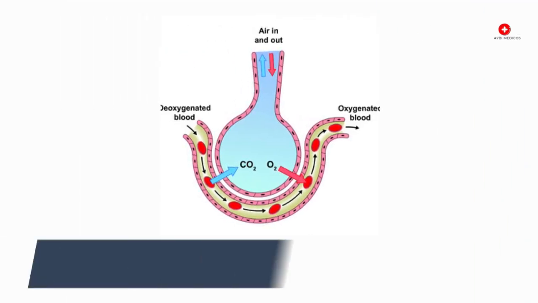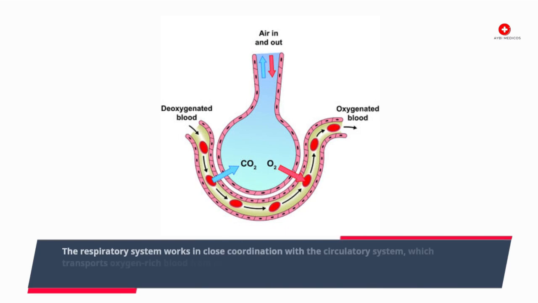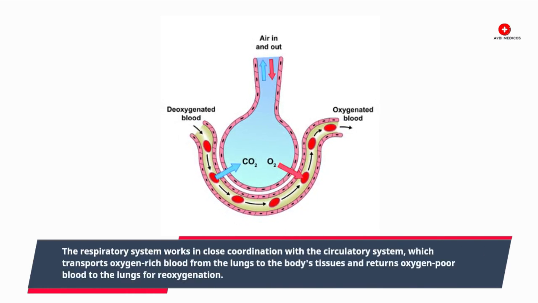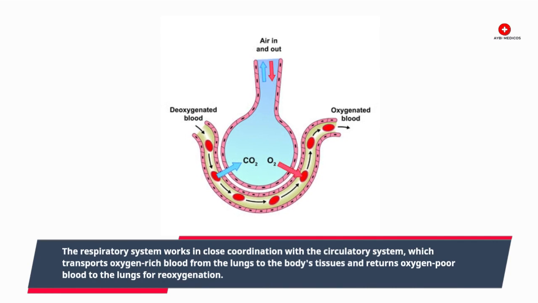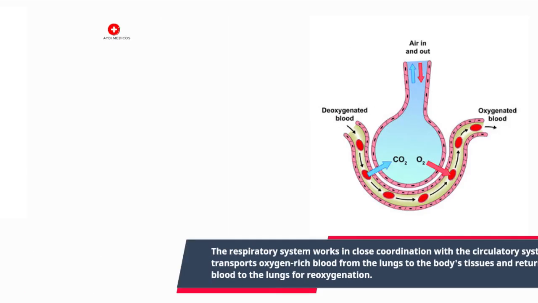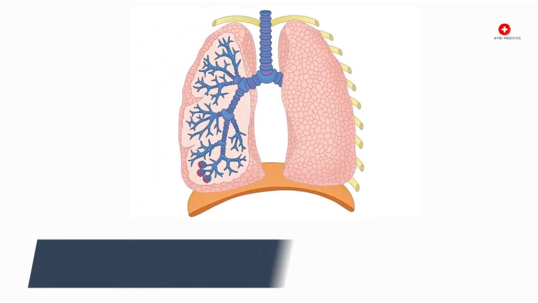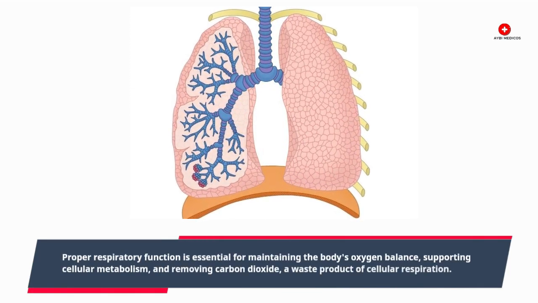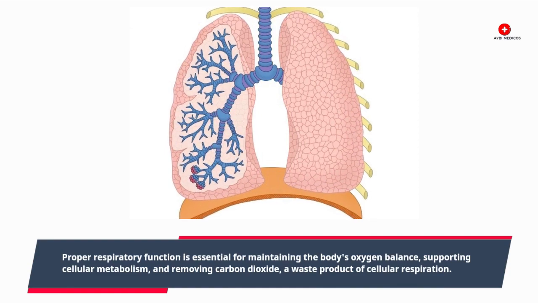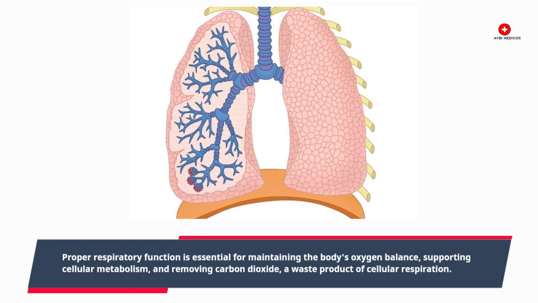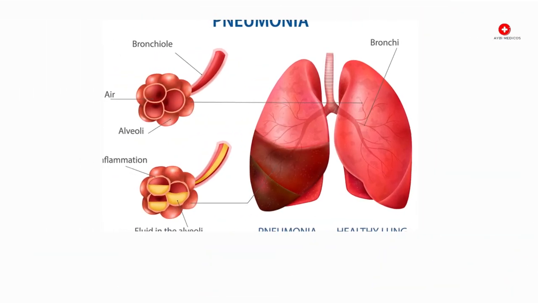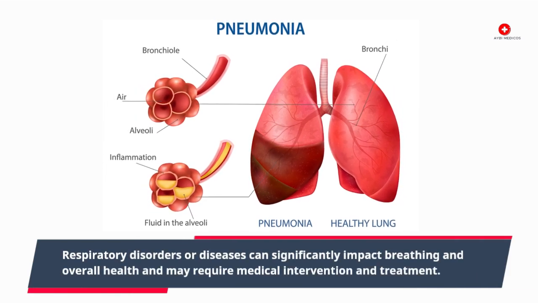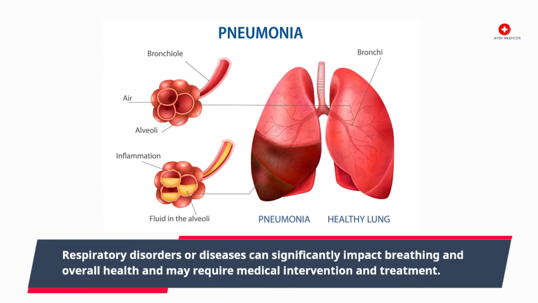The respiratory system works in close coordination with the circulatory system, which transports oxygen-rich blood from the lungs to the body's tissues and returns oxygen-poor blood to the lungs for reoxygenation. Proper respiratory function is essential for maintaining the body's oxygen balance, supporting cellular metabolism, and removing carbon dioxide, a waste product of cellular respiration. Respiratory disorders or diseases can significantly impact breathing and overall health and may require medical intervention and treatment.